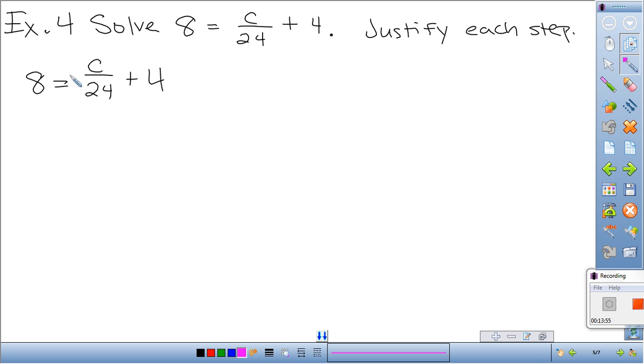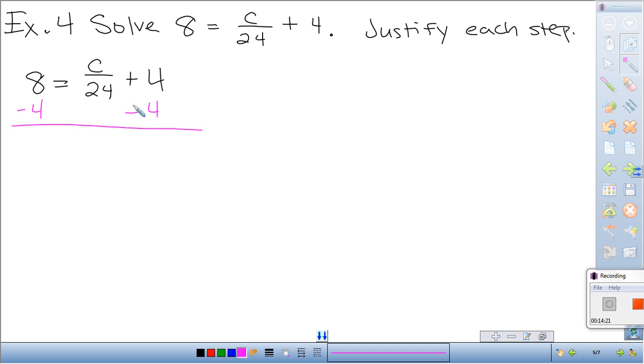All right, example 4. We're solving 8 equals C divided by 24 plus 4, and we have to justify each step. So here we're just going to use our addition property of equality, subtraction property of equality, multiplication property of equality, and division property of equality. So what do we do first? Well, we always add or subtract first. So the opposite of plus 4 is to subtract 4 from both sides.